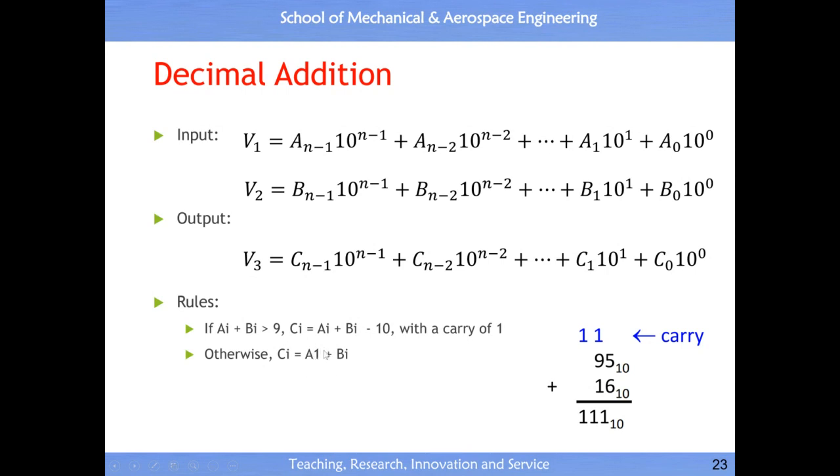Here A_i and B_i indicate the position of A and B. Here is an example: 95 plus 16. You will see 5 plus 6 is greater than 9, so we do the computation of 5 plus 6 minus 10. 5 plus 6 is equal to 11. 11 minus 10 equals 1, with a carry of 1.